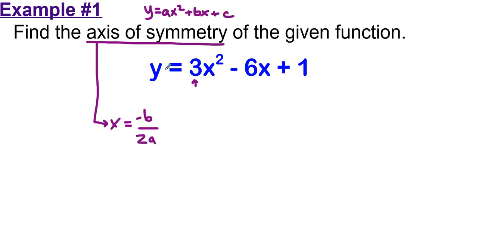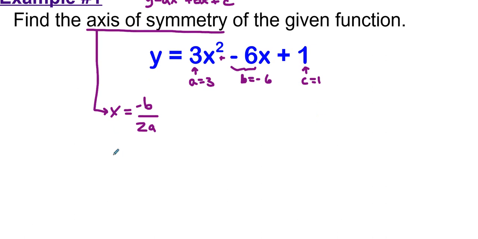So this is y equals ax squared plus bx, where a is 3, and b is negative 6. And while I'm at it, I'll also show you c. C would be right here, plus c, so c is 1. So your a, b, and c values are your coefficients. All right, so x equals negative b over 2a is the axis of symmetry.